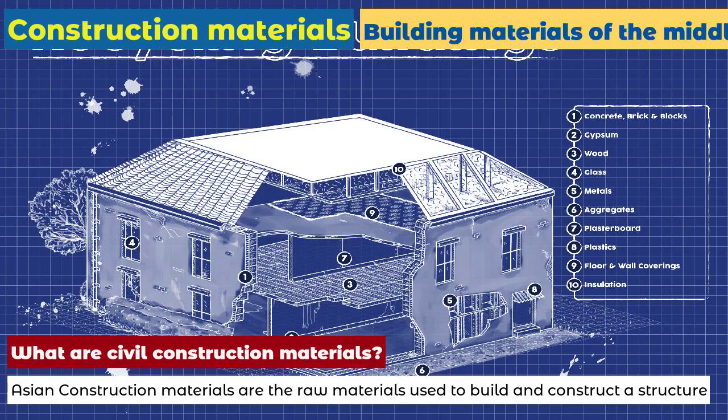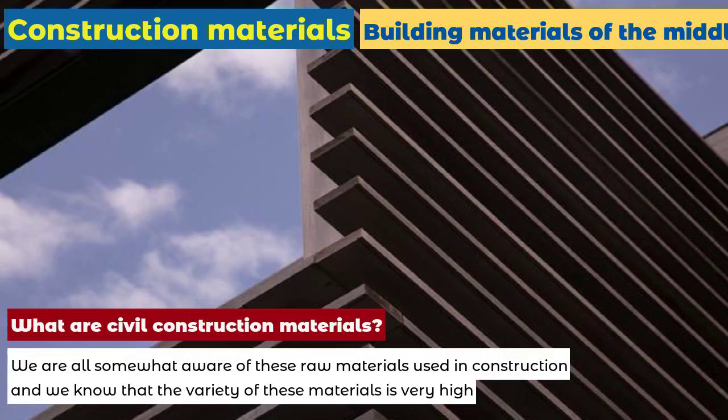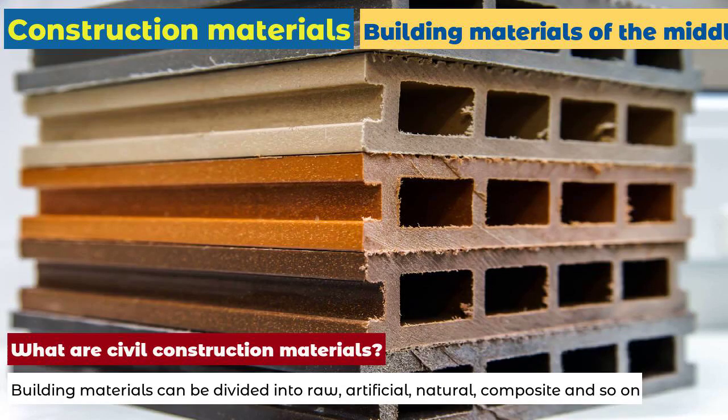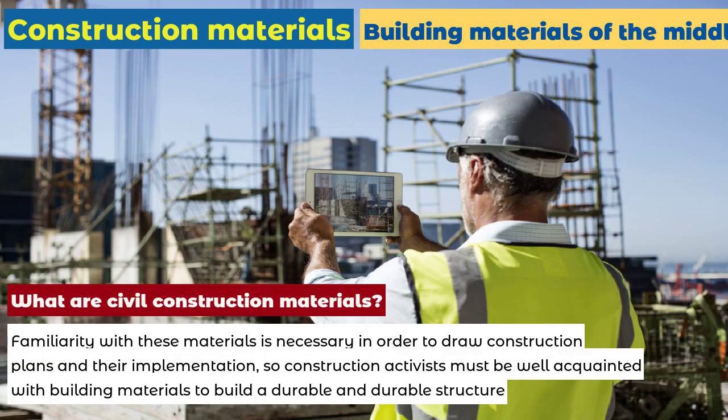Asian construction materials are the raw materials used to build and construct a structure. We are all somewhat aware of these raw materials used in construction, and we know that the variety of these materials is very high. Building materials can be divided into raw, artificial, natural, composite, and so on. Familiarity with these materials is necessary in order to draw construction plans and their implementation, so construction activists must be well acquainted with building materials to build a durable structure.